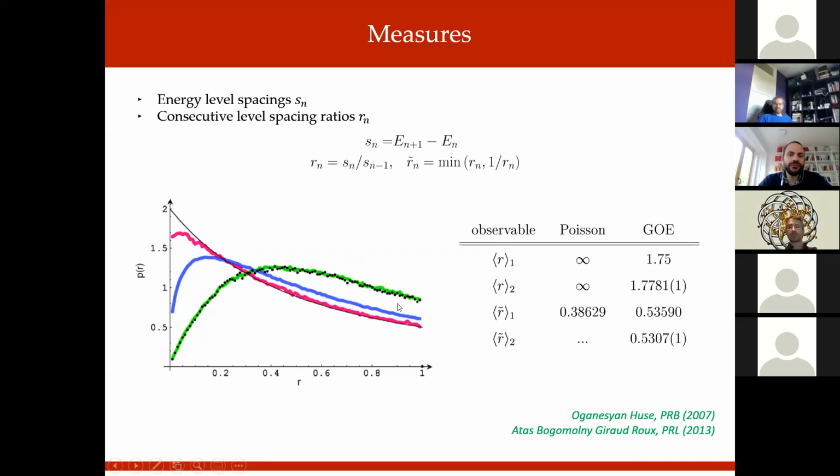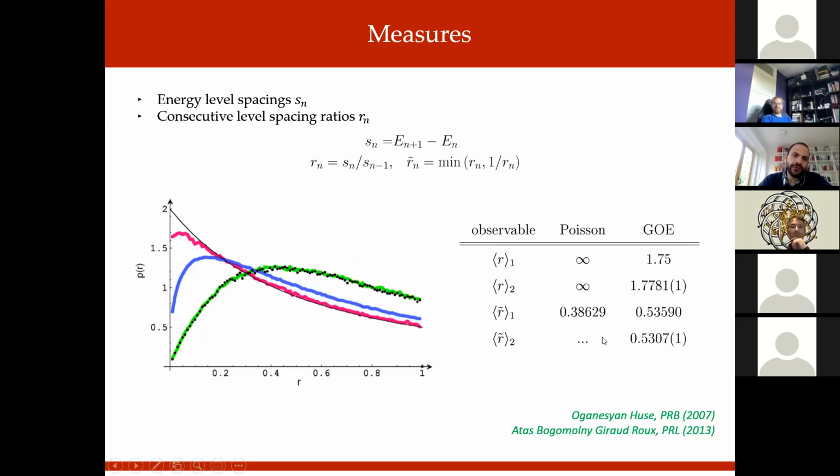Instead, here we just have to calculate this quantity, plot the histogram, and check how it compares with those of integrable models and those of the GOE model. So in the Poisson case, the distribution is like this. In the GOE case, it's like this. So we see, again, the characteristic property that P of R vanishes at small values of R.